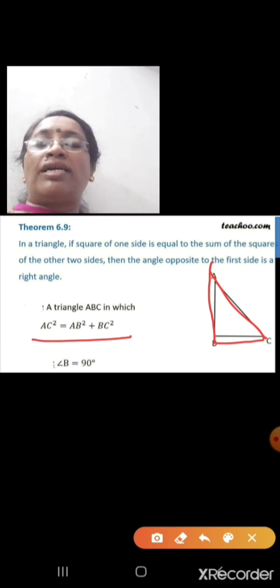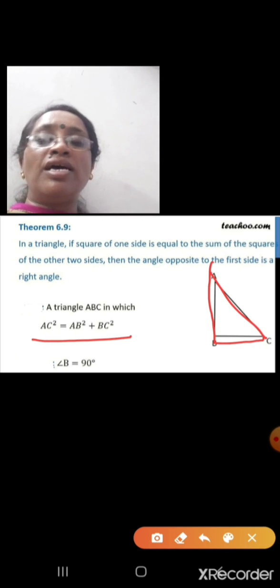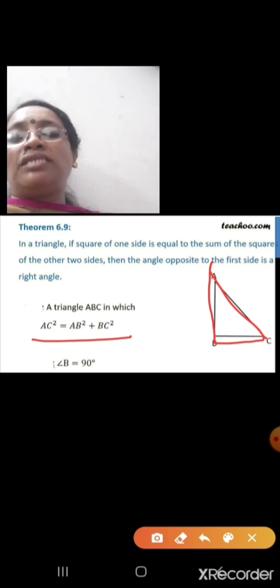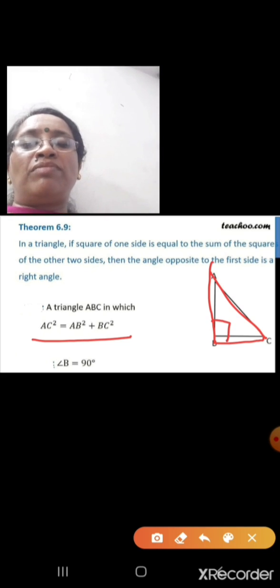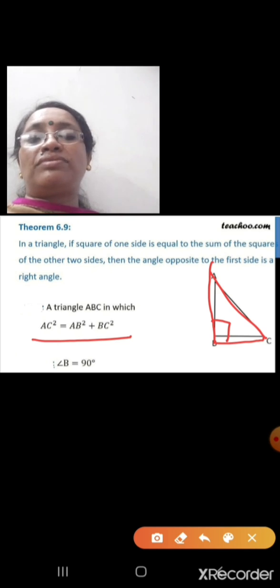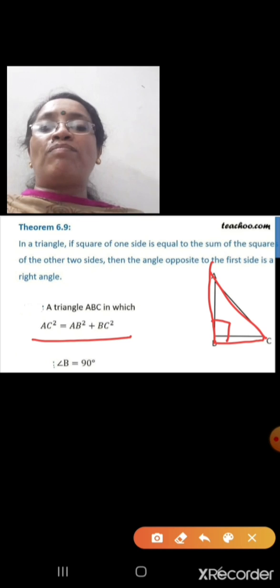So what is given here is that ABC is a triangle in which the relation AC square equal to AB square plus BC square is satisfied. If this is satisfied, then angle B will be 90 degrees. That means angle B is a right angle. This is the converse of Pythagoras theorem.